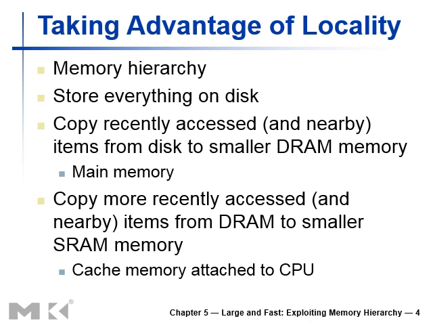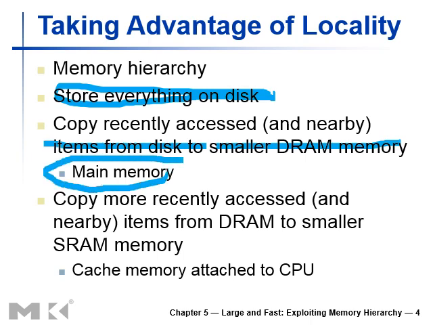So we use a memory hierarchy basically. What we do is store everything on the hard disk, and we copy recently accessed and nearby items from disk to the smaller dynamic RAM memory, that is basically your RAM or the main memory. And we copy more recently accessed and nearby items from dynamic RAM to the smaller static RAM, that is the cache memory that is attached to the CPU.